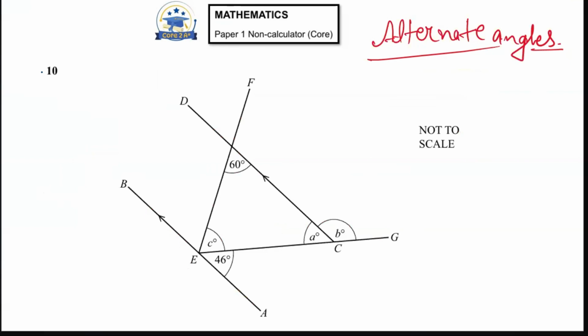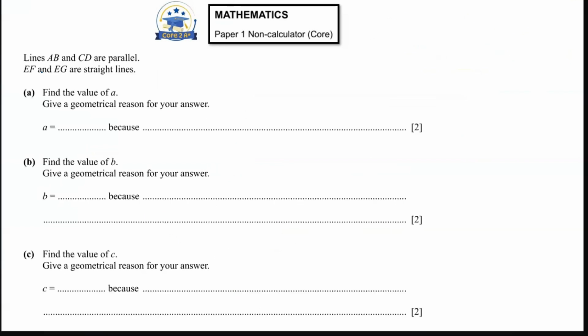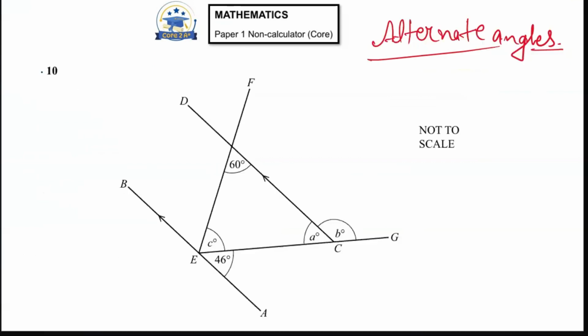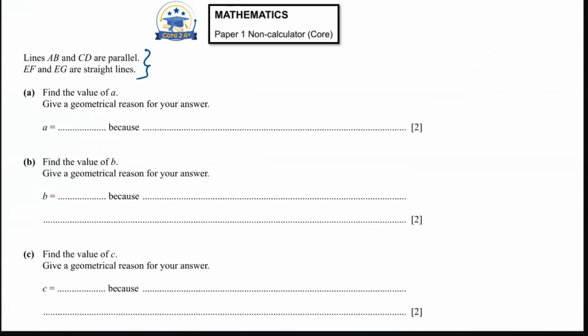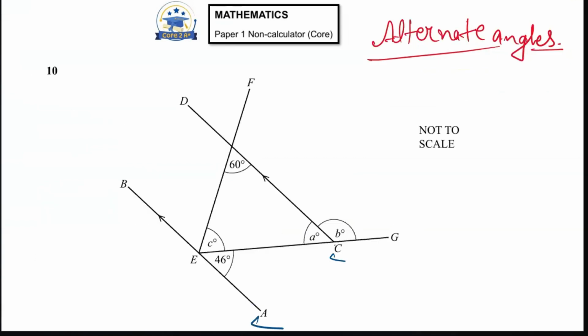Here it is given. Two things are given. Lines AB and CD are parallel. Which two lines? AB and CD. This is parallel. And EF and EG are straight lines. Where is the EF? E, F, and again E and G. These two lines are straight lines.